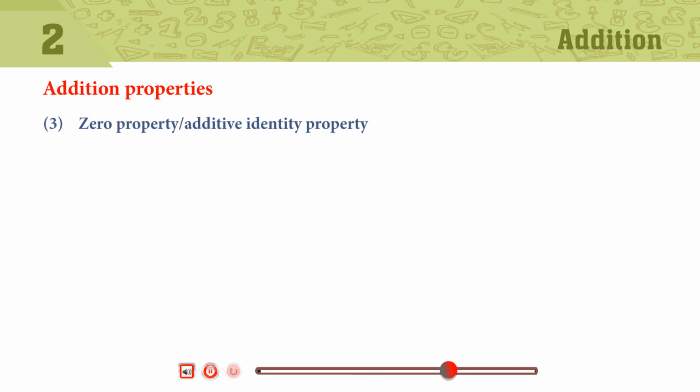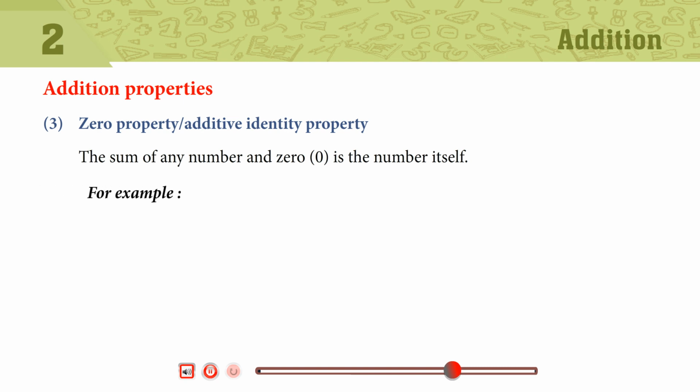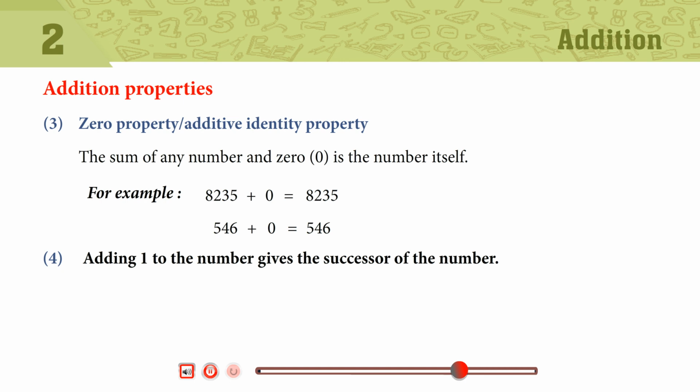3. Zero property or additive identity property. The sum of any number and zero is the number itself. For example, 8,235 plus 0 is equal to 8,235. 546 plus 0 is equal to 546. 4. Adding 1 to the number gives the successor of the number. For example, 8,649 plus 1 is equal to 8,650. 2,321 plus 1 is equal to 2,322.